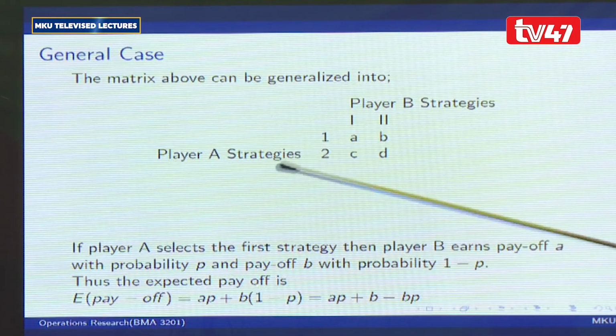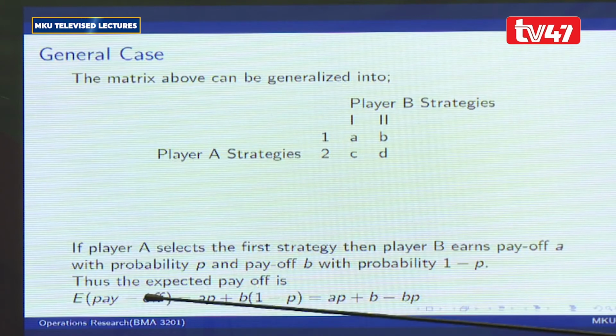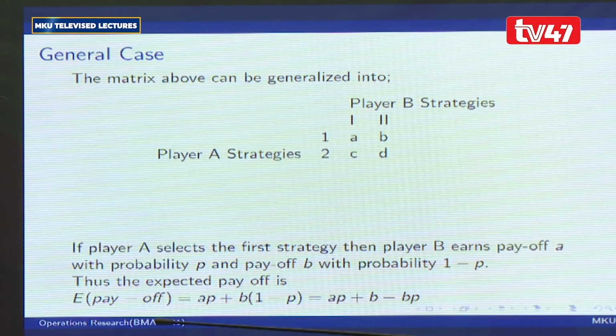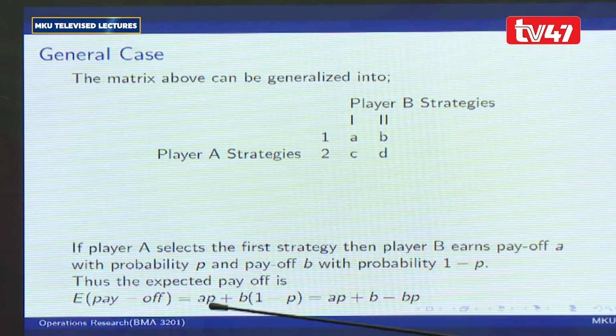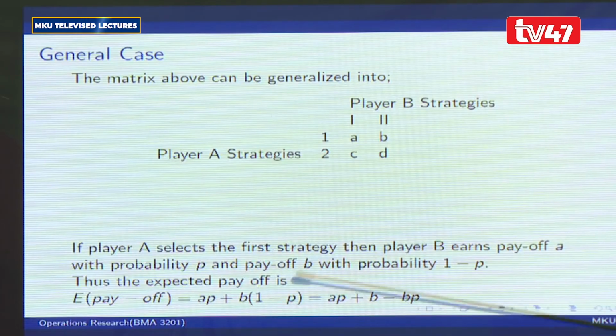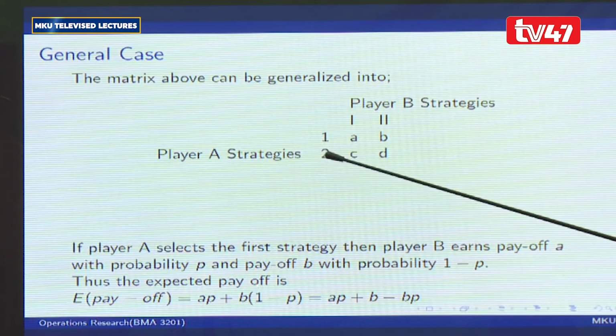So since I have payoffs and corresponding probabilities, I can calculate the expected payoff. The expected payoff is probability times the payoff. For A, A times P. For B, B times 1 minus P. Opening up the second bracket, you have AP, then B times 1 is B, then B times P is BP. Then we have to go to the second strategy for A.